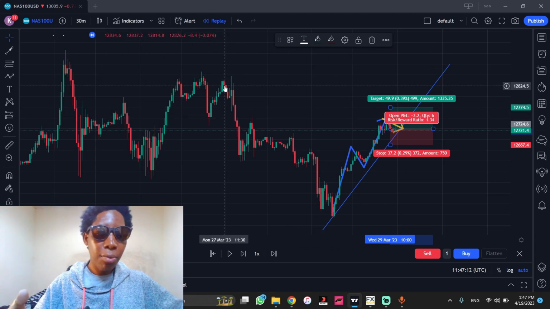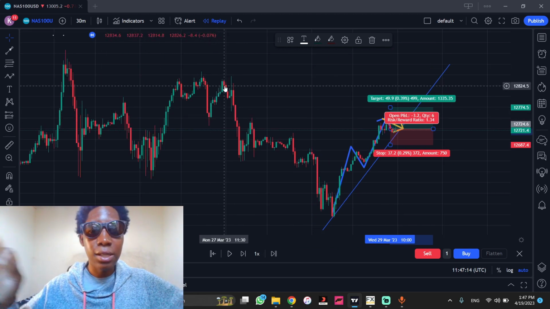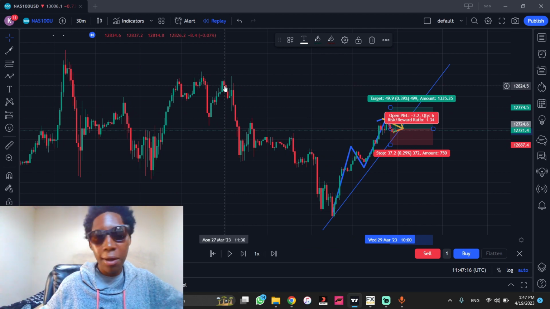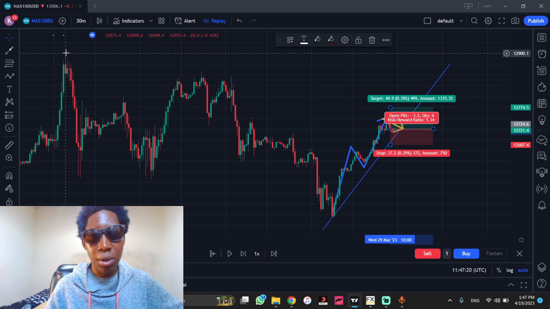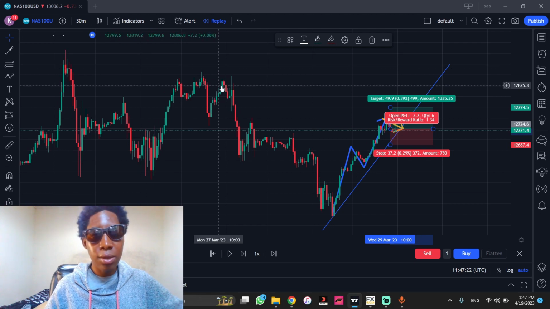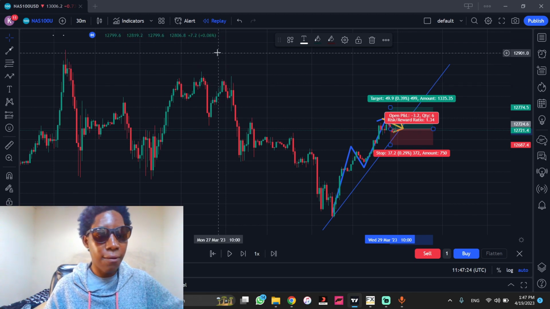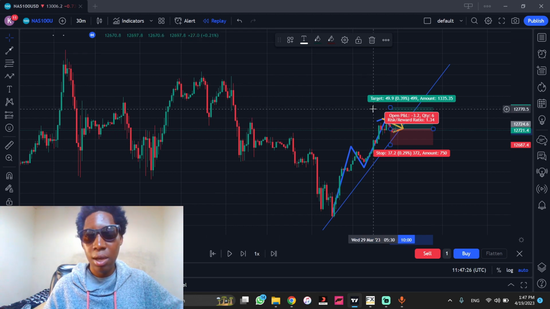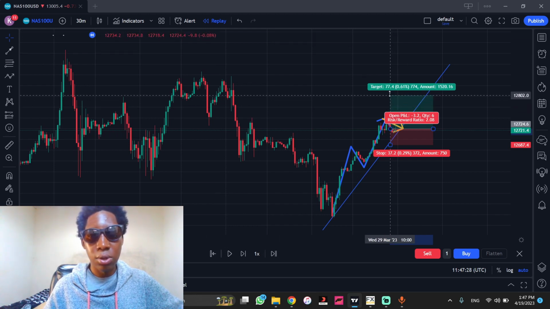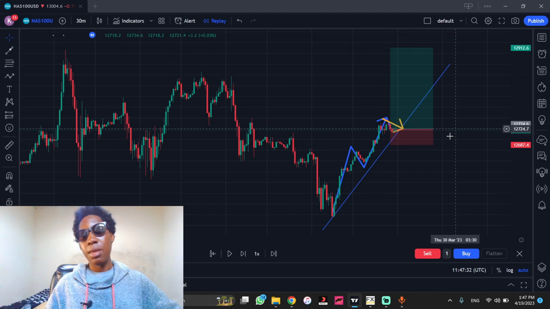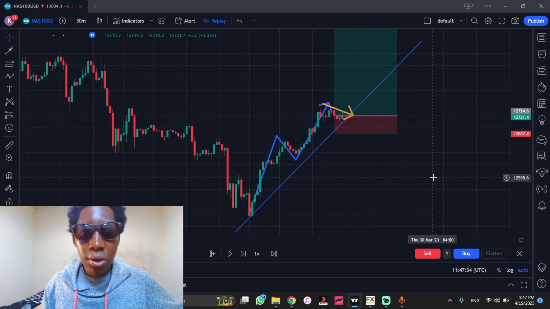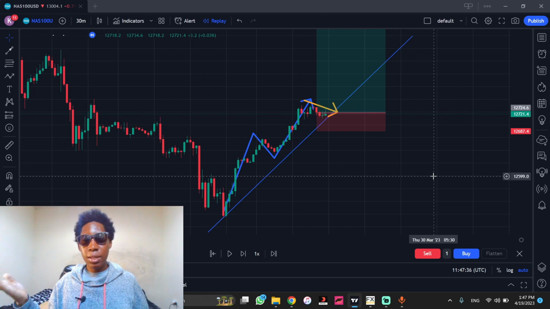Then for the take profit, I simply followed the previous high. The previous high seems to be this one or this one. So I think this will be my first take profit, and finally my last take profit here. All I did was put it somewhere there. Now let me zoom in and see what happens.